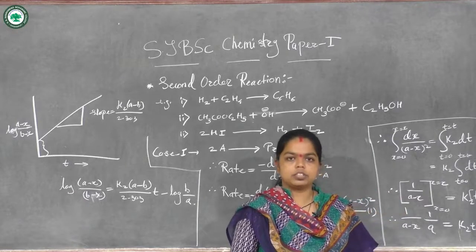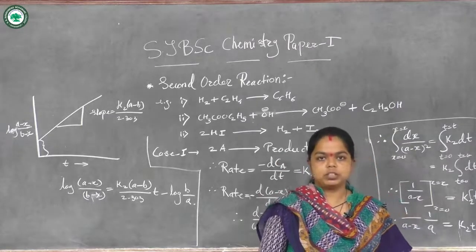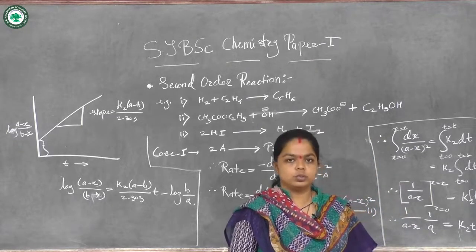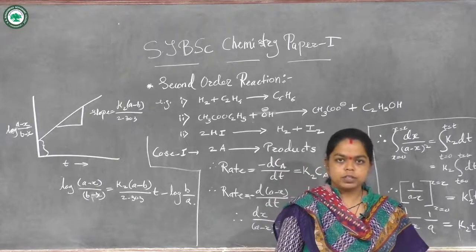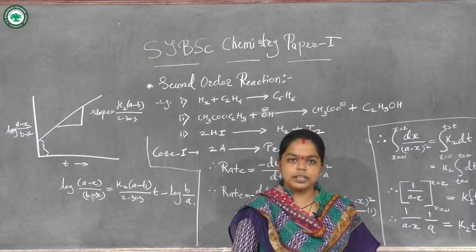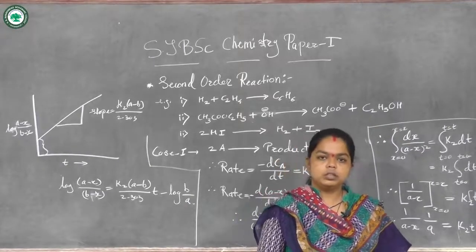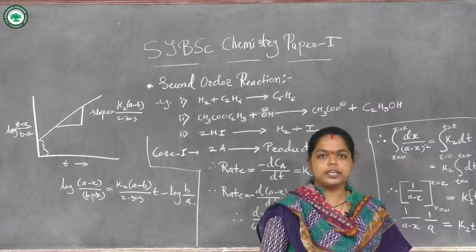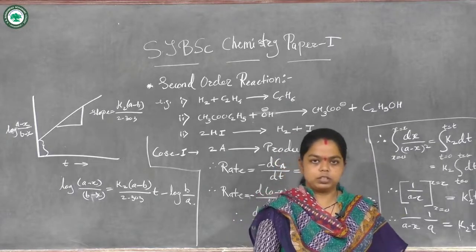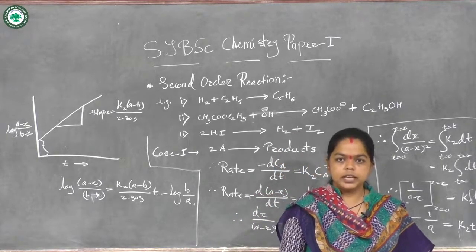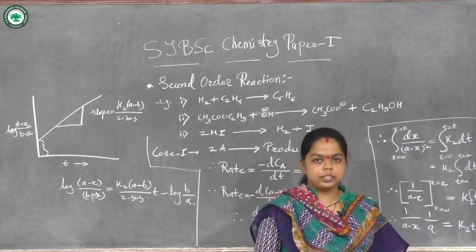Now in the second order reaction, the rate equation shows an exponent of value 2. When the exponent of the concentration term is 2, with one reactant involved in the reaction, it is called a second order reaction. When two reactants are involved in the rate equation, and these two reactants each have an exponent of 1 in the concentration term, then 1 plus 1 becomes 2, so it is a second order reaction.